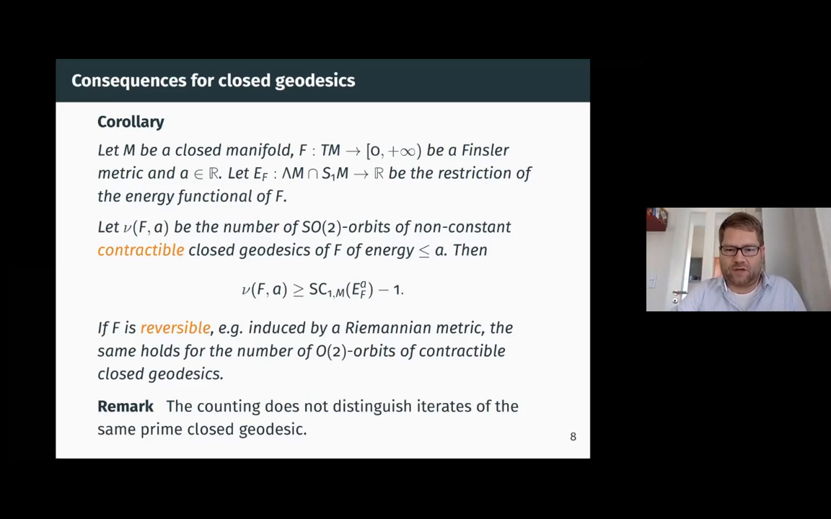Okay. Oh yes, and what I forgot to mention, this counting also still doesn't distinguish the iterates of the same prime closed geodesics. So this is now the number of orbits, but again, iterates of closed geodesics are closed geodesics, and this doesn't recognize if a geodesic is an iterate or not, so we still have to find a way of how to get rid of these iteration issues.